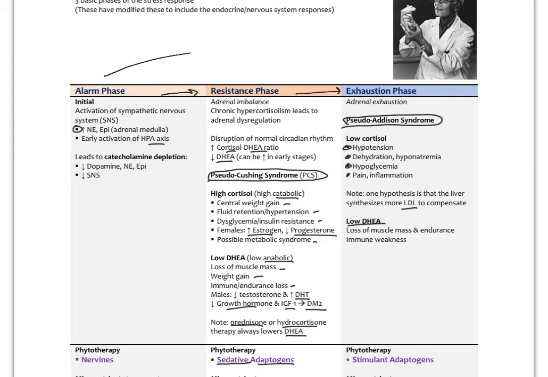They can go right from alarm to exhaustion. They might stay in resistance for many, many years, etc. Or some are just constantly in the alarm stage. So that's where we can start to use a little bit more of the art in the clinic of putting this together to understand how to support them.